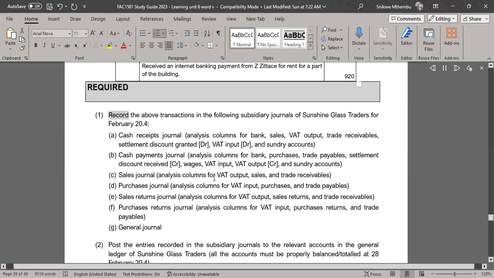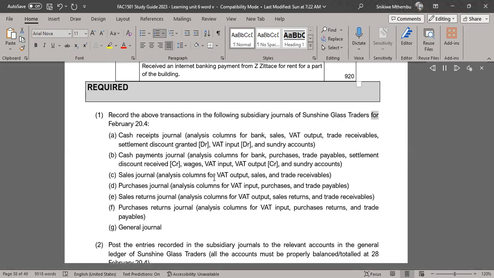Required. Record the above transactions in the following subsidiary journals of Sunshine Glass Traders for February 20.4. Cash Receipts Journal, Analysis Columns for Bank, Sales, VAT Output, Trade Receivables, Settlement Discount Granted DR, VAT Input DR, and Sundry Accounts. Cash Payments Journal, Analysis Columns for Bank, Purchases, Trade Payables, Settlement Discount Received CR, Wages, VAT Input, VAT Output CR, and Sundry Accounts.